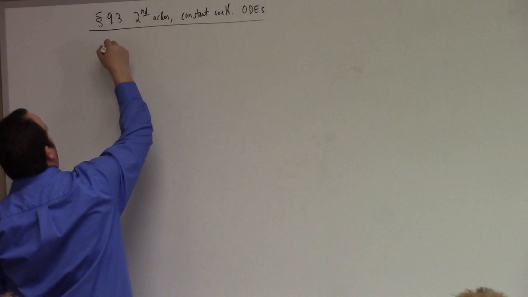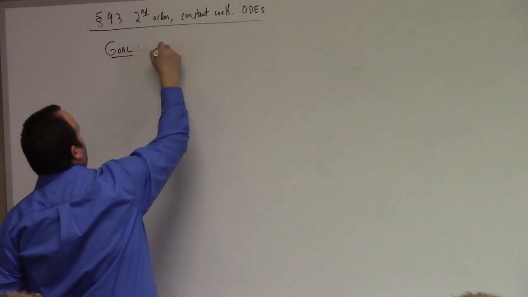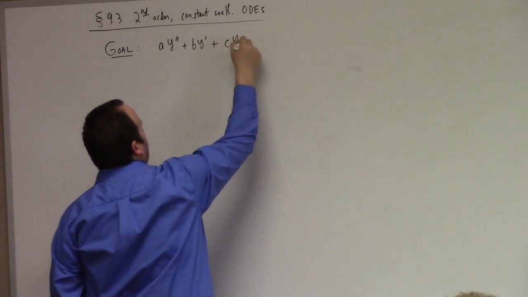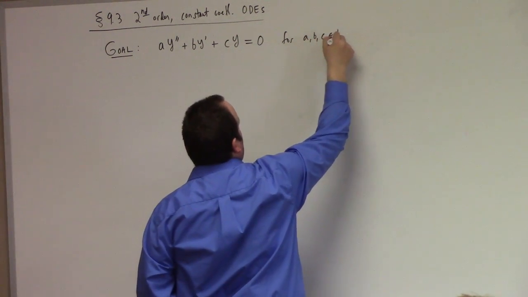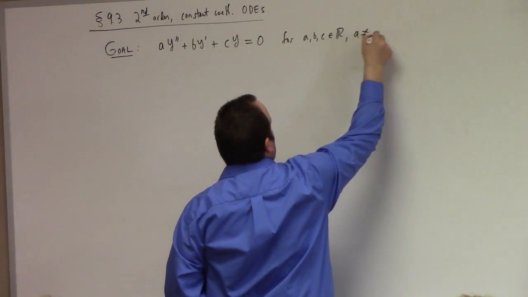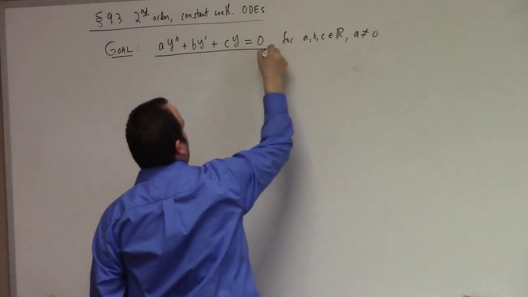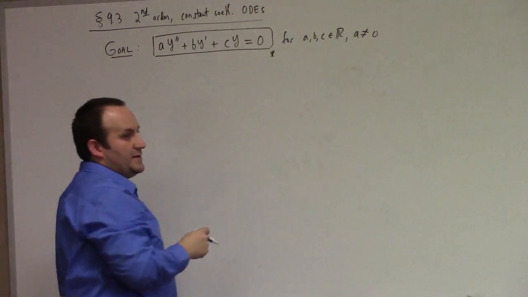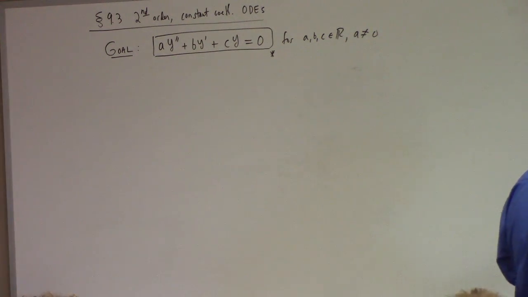So basically, our goal, or mission if you choose to accept it, is to solve ay'' + by' + cy = 0 for a, b, c in the reals and a not equal to 0. Let me give this name star. So we want to solve this thing for any a, b, c that comes to us. All right.